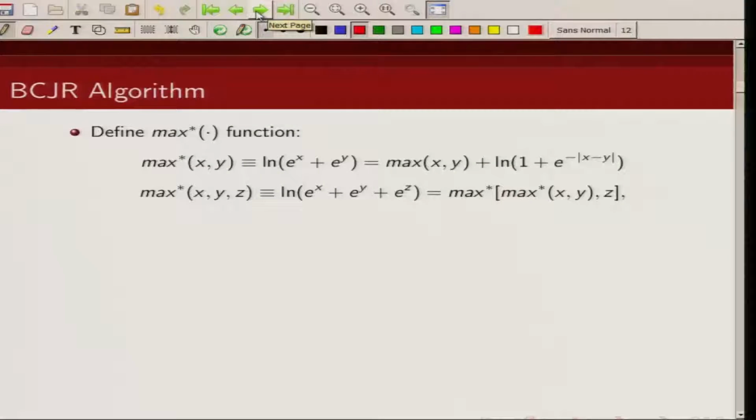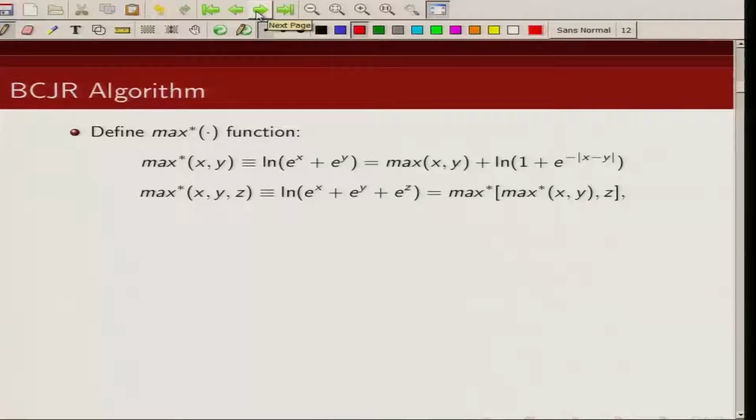So, let us review the BCJR algorithm very quickly. We have already derived the expressions for the channel matrix, the matrix that we need to compute in the BCJR algorithm. So, we are just going to directly write the expression for the BCJR algorithm.